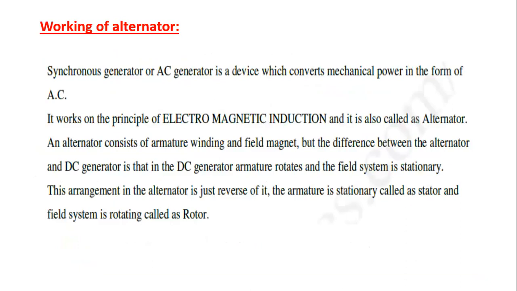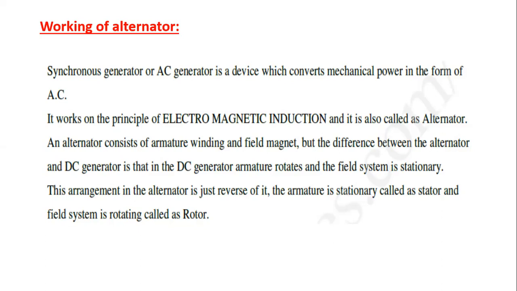What is the working principle? That is electromagnetic induction, that means Faraday's law of electromagnetic induction. What is Faraday's law? Whenever a conductor cuts the flux lines, an EMF is induced. There is a small difference between the AC generator and the DC generator. In a DC generator, the armature conductor is rotating, but in an alternator, the armature conductor is stationary, placed in the stator.